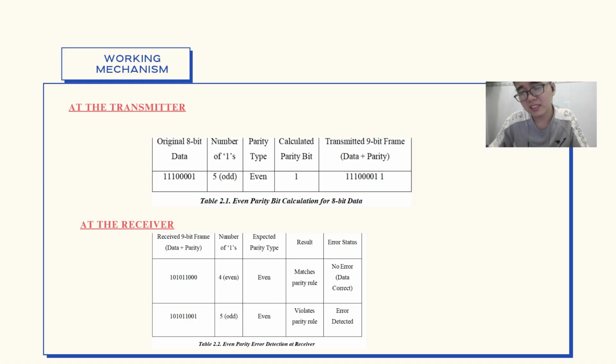However, this method has a limitation. It can only detect single-bit errors. If 2 or more bits, like 3 bits or 5 bits, change simultaneously, the total parity might remain unchanged, making the error undetectable.